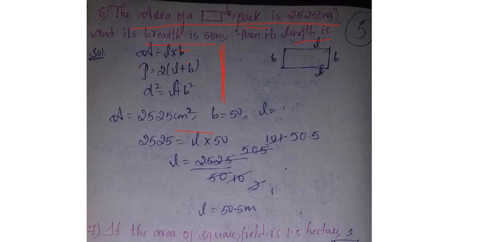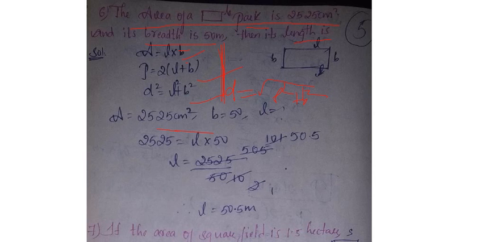I wrote here area of the rectangle is length into breadth. Perimeter of the rectangle is 2 into L plus B. The relation between the area and the diagonal is what? D square equal to L square plus B square. Then if we send the square to the other side, D equal to square root of L square plus B square. Okay, now area I have written, breadth they gave, length they are asking to find.